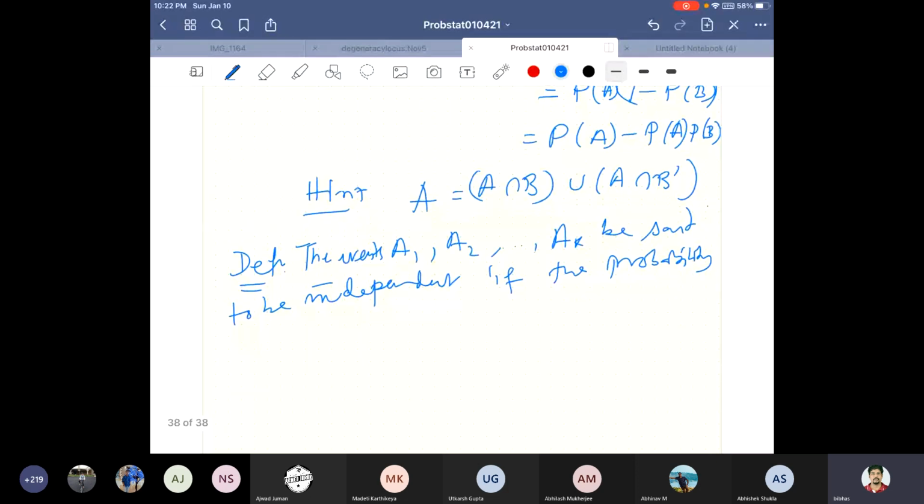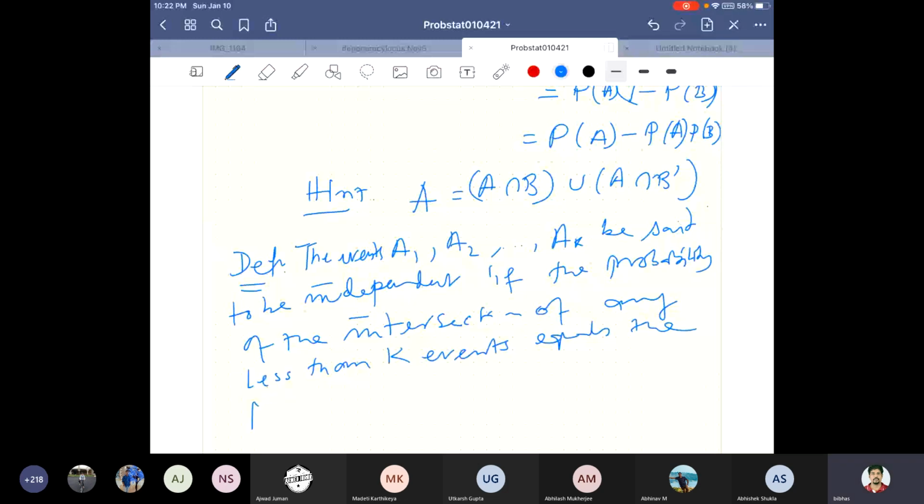So let us express this in words. Say the probability of the intersection of any, let's say 2, 3, whatever, any less than k or less than or equal to k events, equals the product of their respective probabilities.